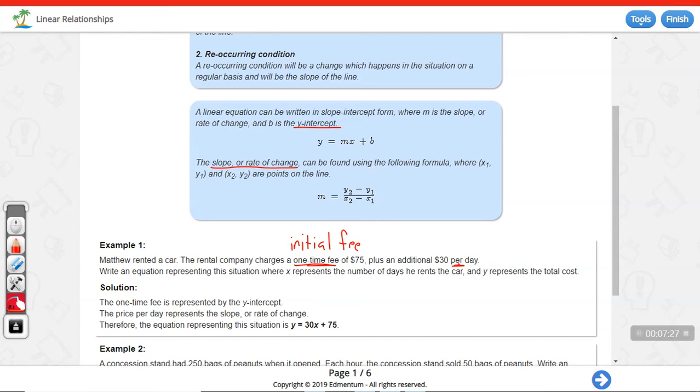So we would come across this and we'd say the total cost is $30 per day plus a one-time fee of $75, giving me a rate of 30 and an initial fee or starting point or y-intercept of $75. That's how I get to my equation from there. From there, you could then make a table and a graph, whatever else they're asking you to do, but getting into the equations is probably the most important part. Let's take a look at another example.